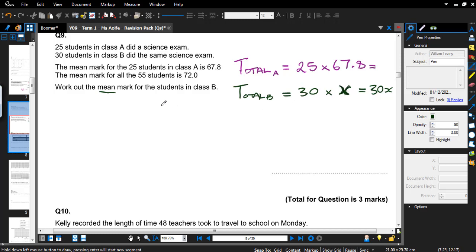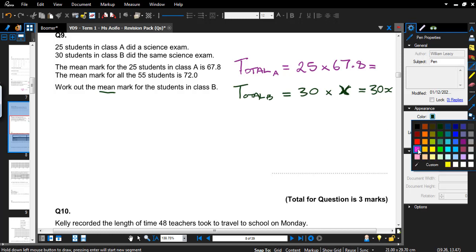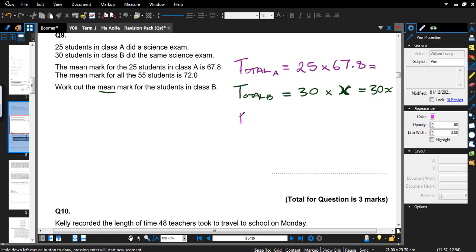Now, we know that the total for 55 students, total for all students, so total for all is what? 55 times 72. Well, 5 times 72 is 360, because we know that from exterior angles of pentagons. So that should be 396 then, because it should be 360 plus 36.